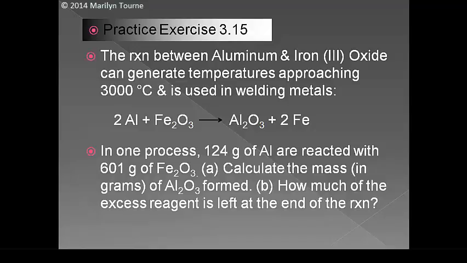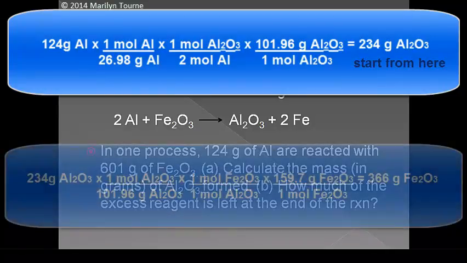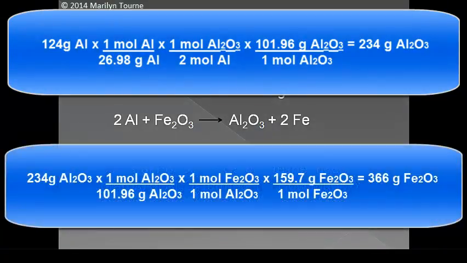This is very simple. All you've got to do is go backwards, but you have to start from your limiting reagent. That makes sense, because how are you going to start from the one that is not used up? You've got to start from the one that was used up first. So you start from 234 grams, because that's how much was calculated, and that's the limiting reagent.